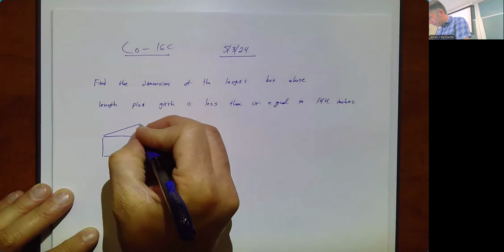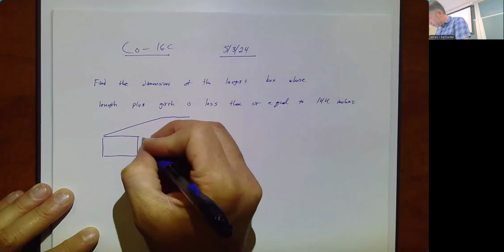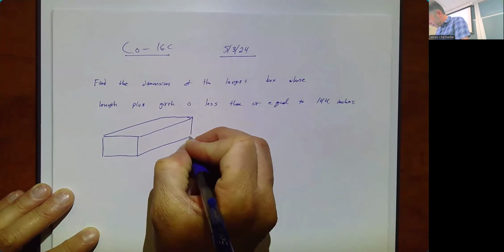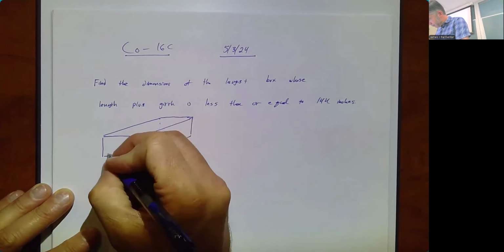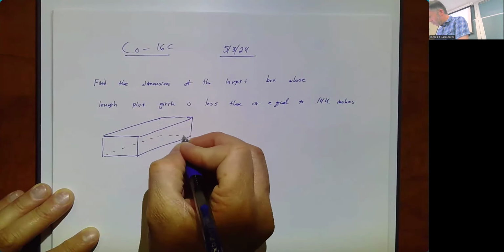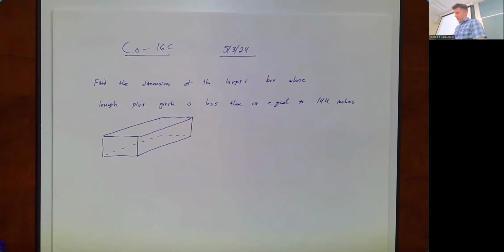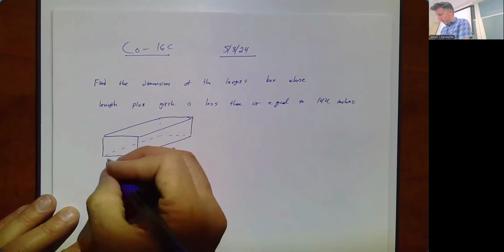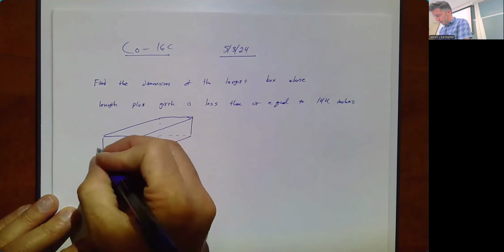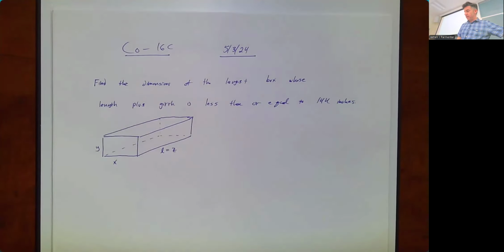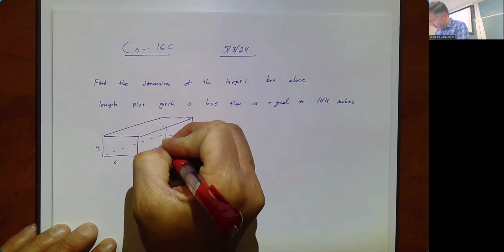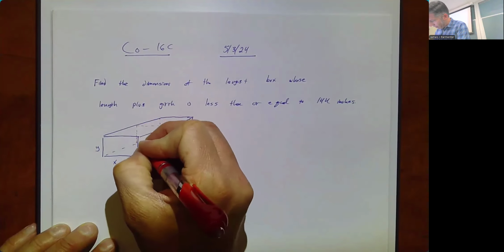Our box. We usually imagine the length as the longest side, so I'm going to call this side the length, which we're going to call Z. And then the other two sides we'll call X and Y. And the girth is the measurement around the side that isn't using the length dimension. So the girth is this perimeter, measured around that way.